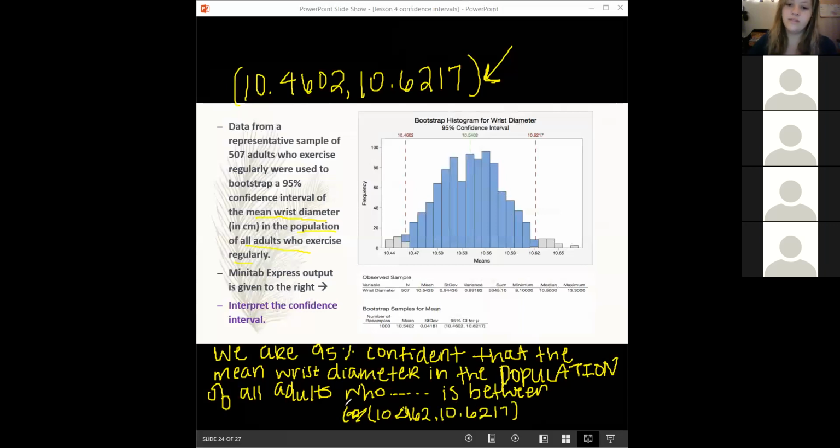10.6217. So, in conclusion, we are 95% confident that the mean wrist diameter, that's our variable, in the population of, who is our population, all adults who exercise regularly, is between the lower and upper bound of our confidence interval. Does that make sense, everybody?